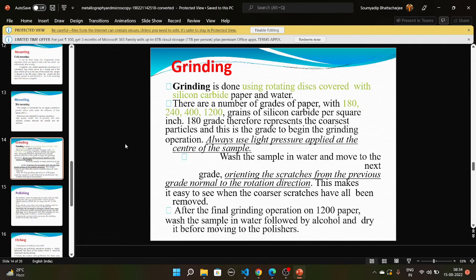And see, the number increases. Here the final paper is 1200, which means the abrasive particle size is very fine. That will ensure a smoother surface. Then wash the sample, followed by alcohol, and dry it before moving to the polishers. I do not remember. I do not think they will use alcohol. Just kindly check it there. Okay, next.